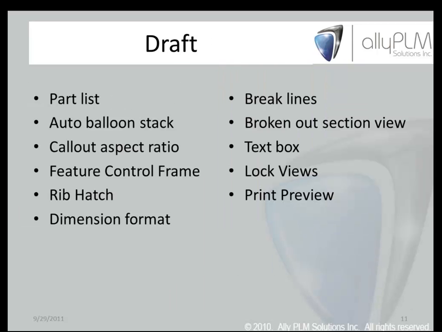The last thing we're going to look at is the draft enhancements, and there are a lot of them, so we're not going to be able to cover every single one, but we're going to look at the part list enhancements, the auto stack for the balloons, callout aspect ratio, feature control frame, hatching on the ribs, the dimension format, break lines, the broken out section view, the text box. We're going to look at how you can lock views and the print preview.